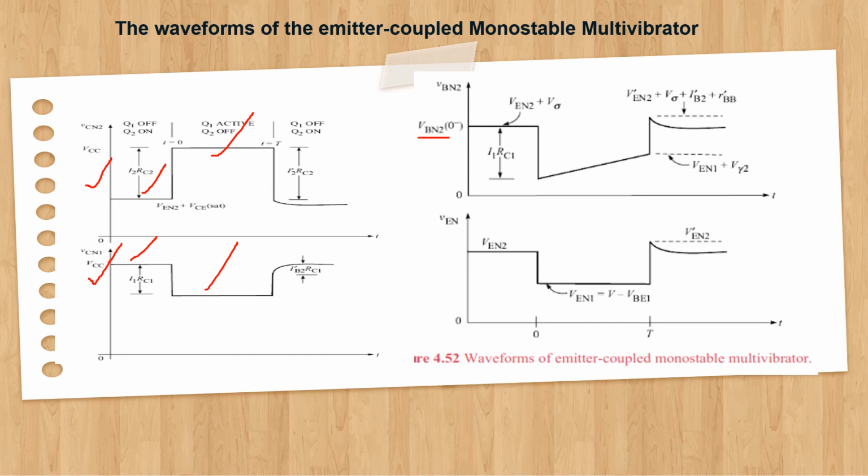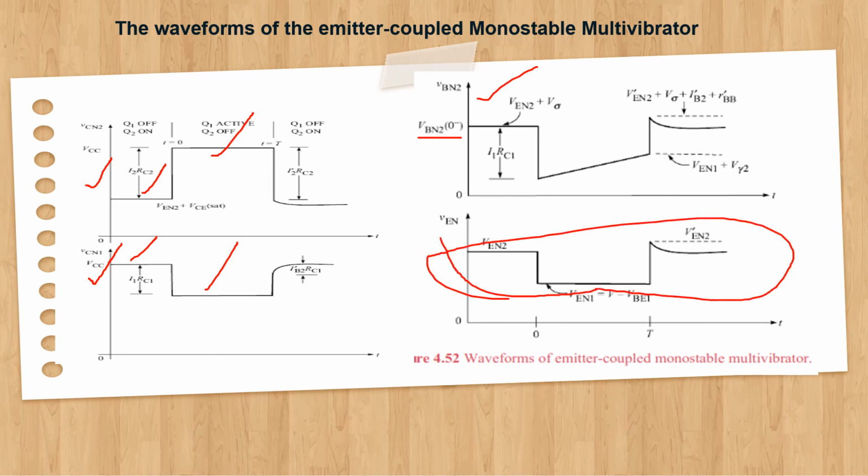This is the waveform taken before T equals 0 minus. This is the waveform at the base of transistor Q2 to ground. And this is the emitter voltage, which is used to stabilize the current flowing through RC1, that is I1, and feedback is also provided by this drop across the emitter resistance.